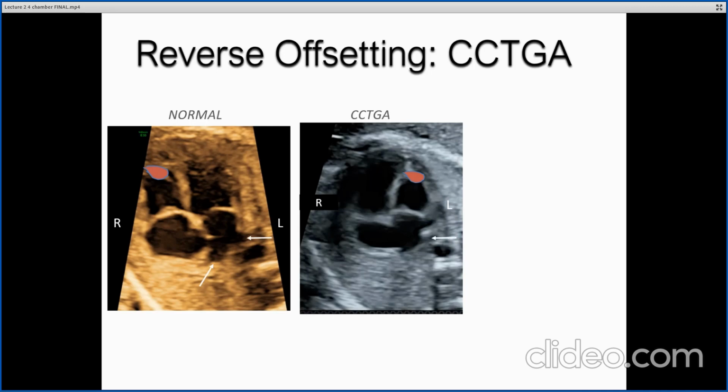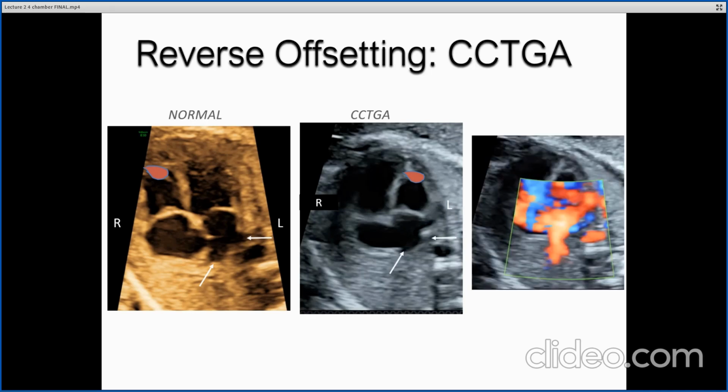The left-sided atrium is indeed receiving the pulmonary veins here, and we can see it in color flow. So in CCTGA also, the left atrium is left-sided, but the ventricular morphology is different. So in the normal heart, the tricuspid valve, which goes to the right ventricle, is having a lower insertion, while in corrected transposition, the left-sided valve is having a lower insertion.